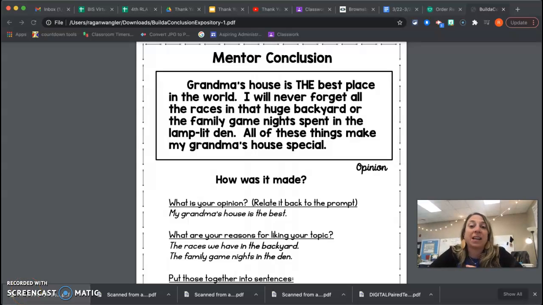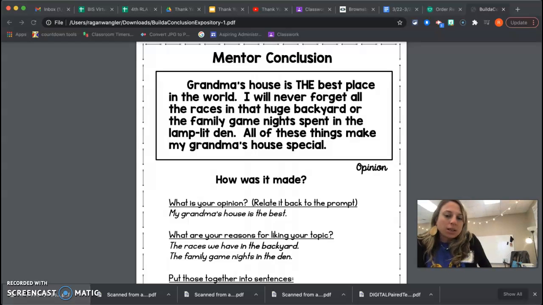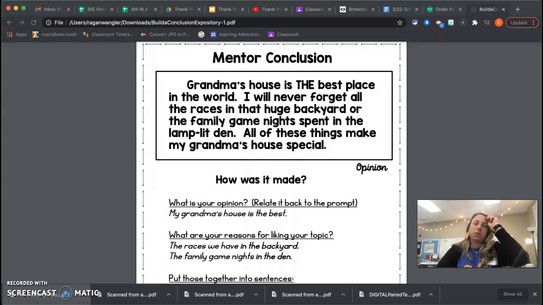So the last 2 days we have been working on leads or introductions, whatever you want to call them. And today we're going to talk about a conclusion, today and tomorrow. How do I finish up my paper to be as strong and good as the rest of my paper? So we're going to look at a couple of different examples, and then they kind of show you how they build that conclusion so that you can build yours.